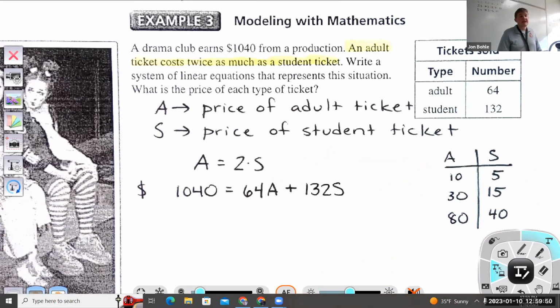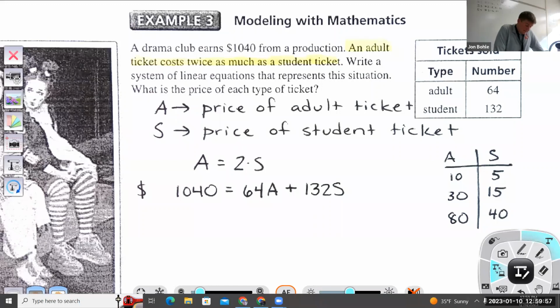132S, okay? This is a test question. You're currently at 3 out of 4 points. Writing it's the most difficult part. Okay, how can I solve this?